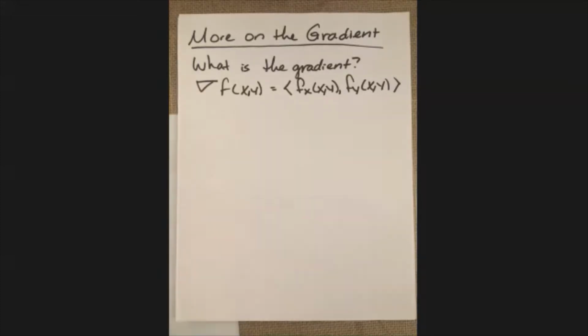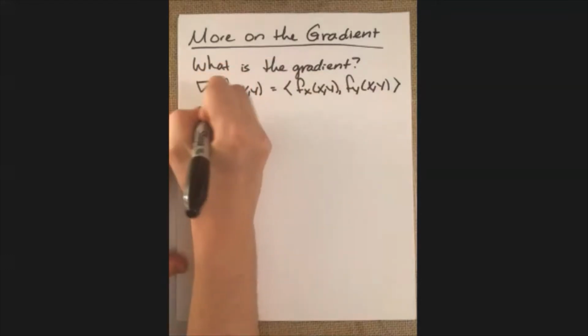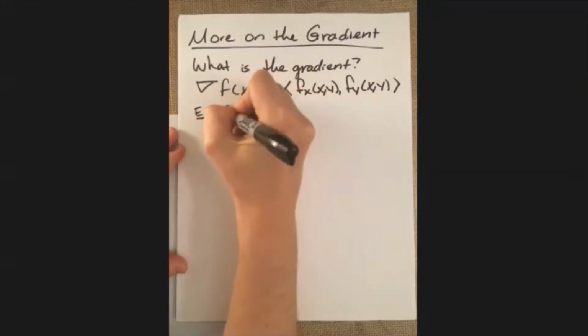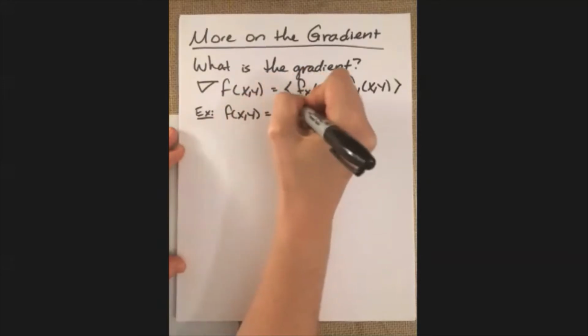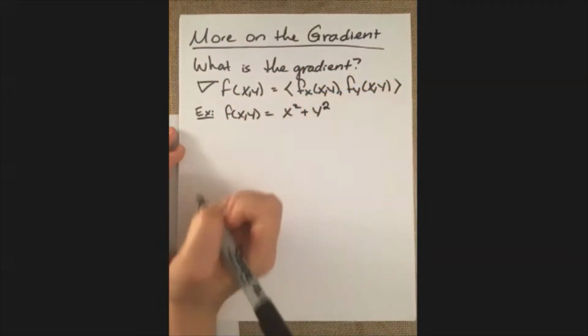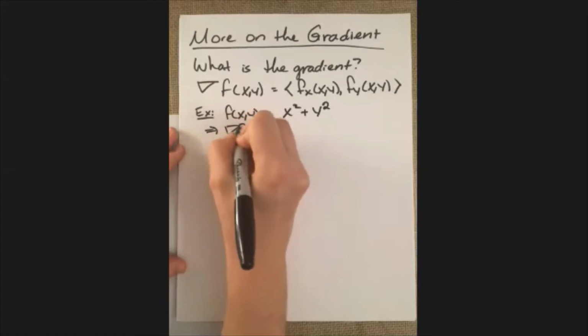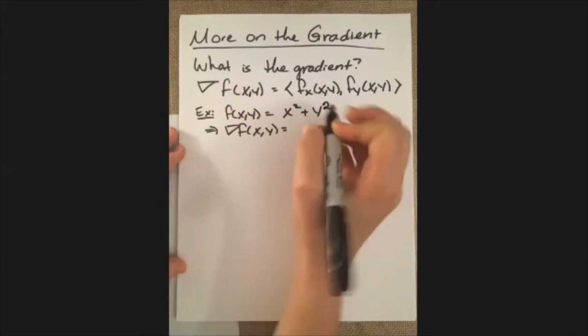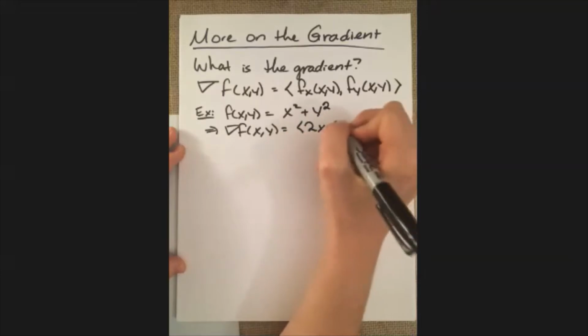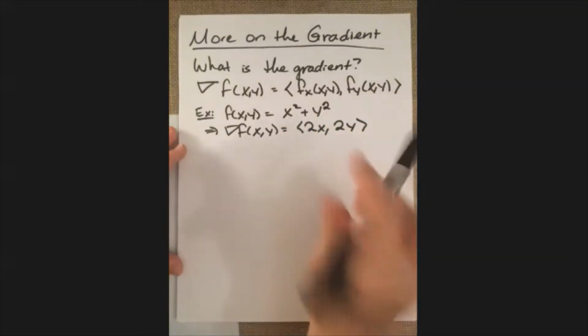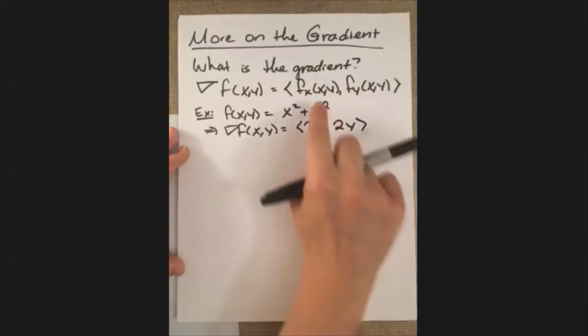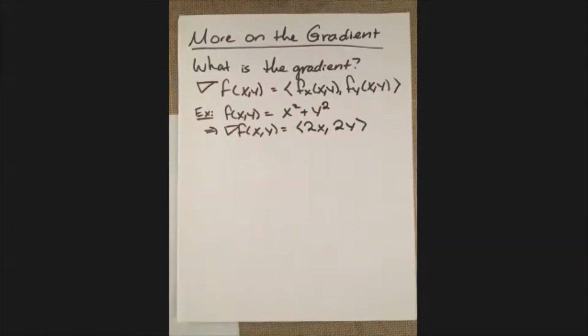Just so we know what this looks like, if we have f of x, y equal to, say, x squared plus y squared, then the gradient of this function at a point x, y is equal to (2x, 2y), because this is our partial derivative with respect to x and our partial derivative with respect to y for that function. That's all very well and good. We've gone through and done this computation, but what does this actually tell us? Gradient at a point x, y, what does that actually mean?